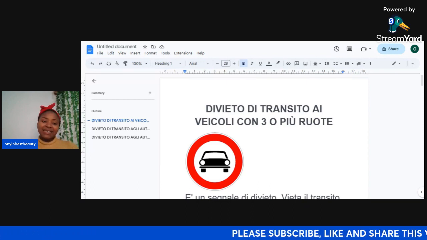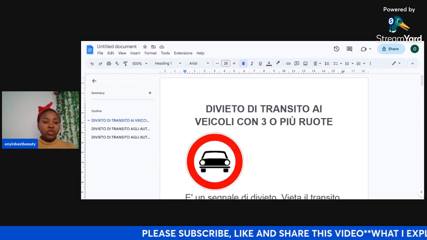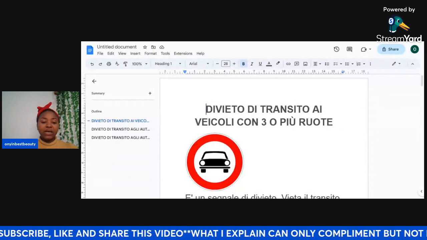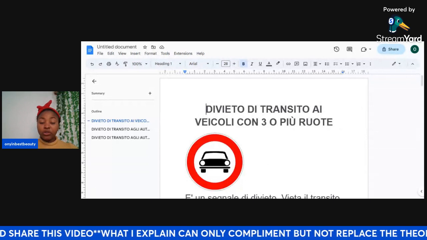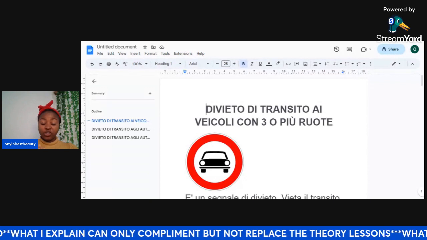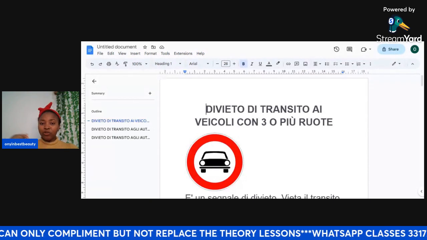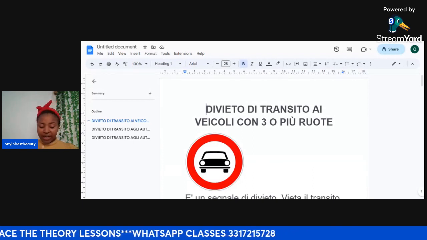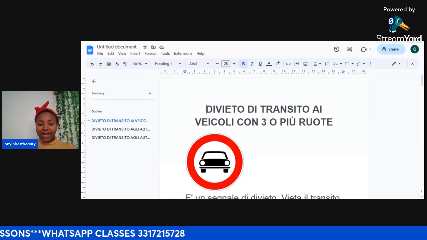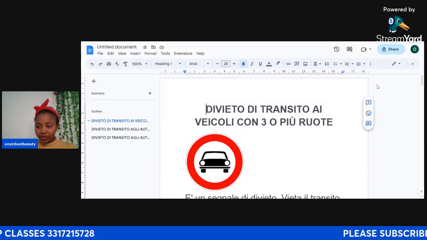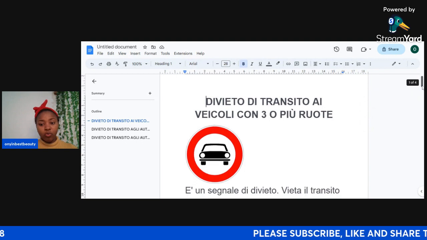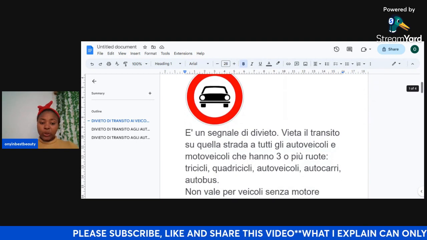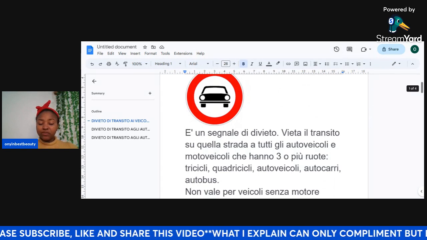All right, let's get started. Number 1 is divieto di transito a veicoli con 3 o più ruote. Remember that this is signale di divieto. You know them by the shape, the name, the background color, and of course, look at the image inside of what they're giving you. It is referring to either the particular vehicle or the category of users of that vehicle. Please always look at the image inside of the signals, it is very important. This signale di divieto is forbidding these vehicles from entering.